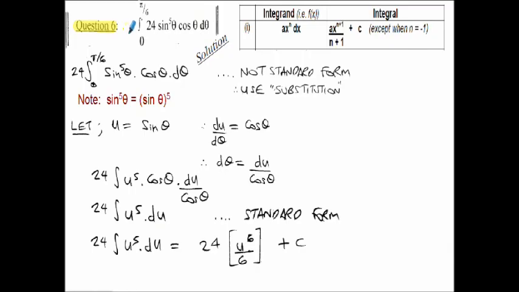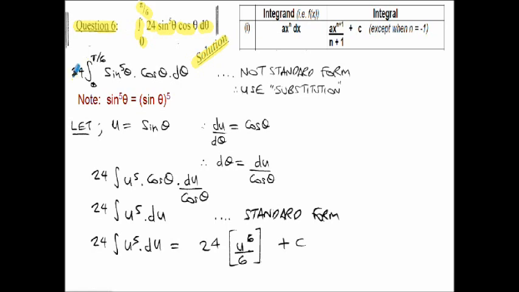Question 6, we're asked to solve the integral of 24 multiplied by sine theta to the power of 5 multiplied by cos theta with respect to theta between the limits of 0 and pi upon 6. For the first part of the solution, I'm actually going to ignore the limits. You'll see from the calculations, I'll impose the limits later on after the integration process has been undertaken.